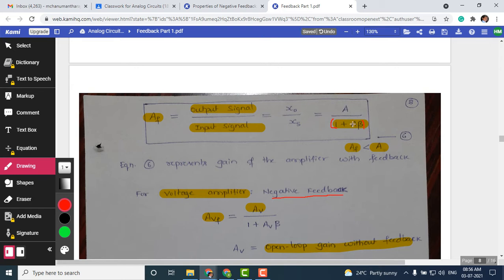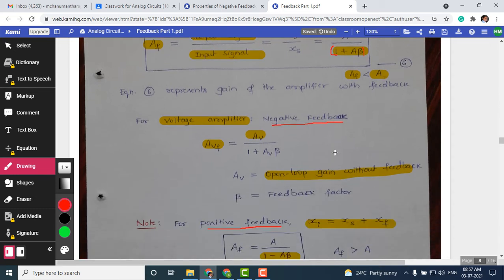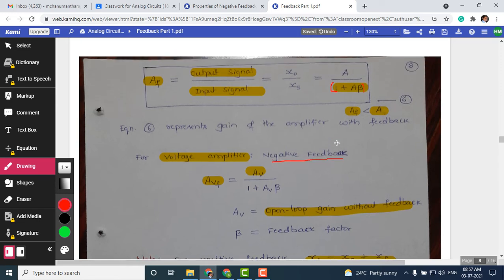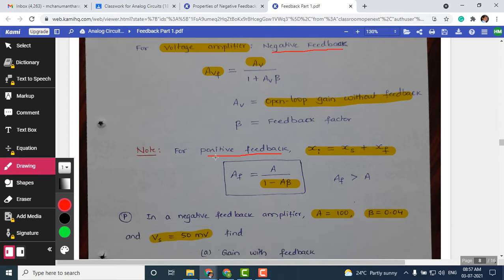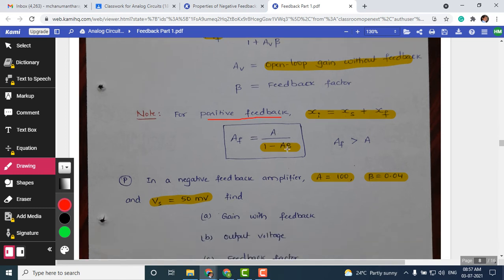Students often confuse this positive sign and negative sign. I have seen that. Since there are various formulas you will come across in this module, the chances of confusion are very high. So I would suggest you note down all these formulas at the end of your notes or material, so that you can memorize them before the examinations. Frequent memorization will help you remember for a long time. So this is the expression for gain with feedback for the positive feedback amplifier: AF is equal to A divided by 1 minus A beta.